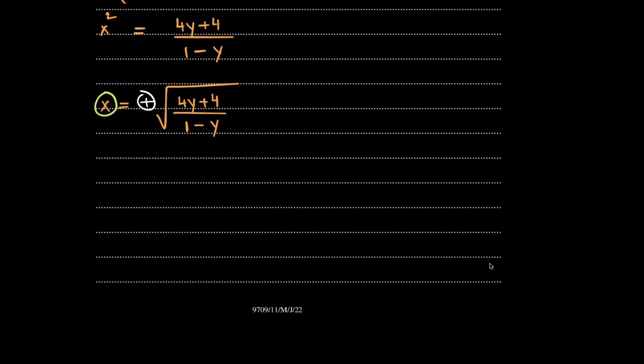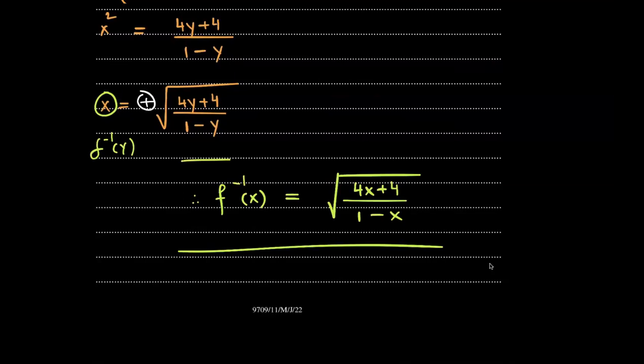x is f inverse y. Therefore, in other words, f inverse x is equal to the square root of (4x plus 4) divided by (1 minus x). So this is the expression for the inverse function. That is the first part.